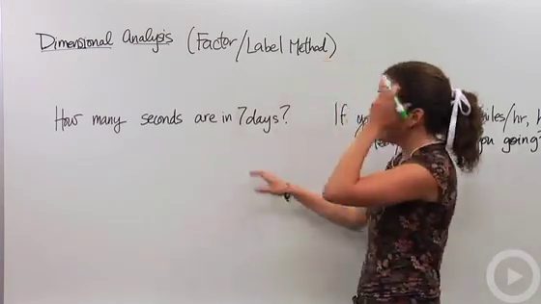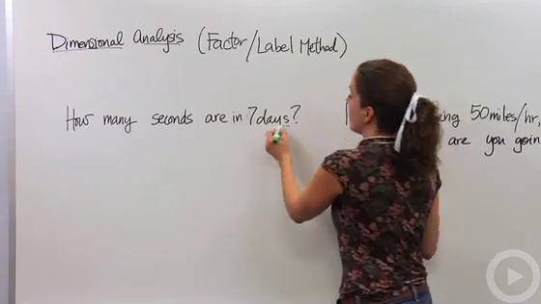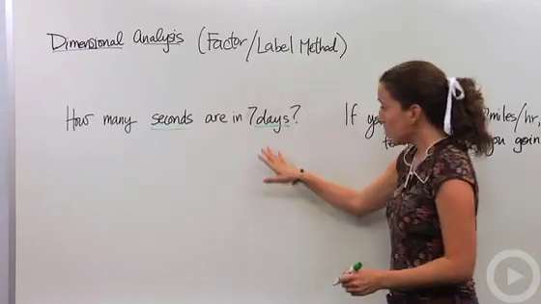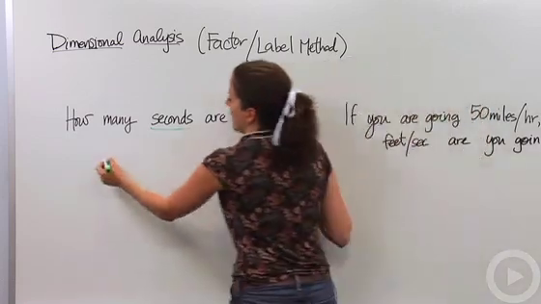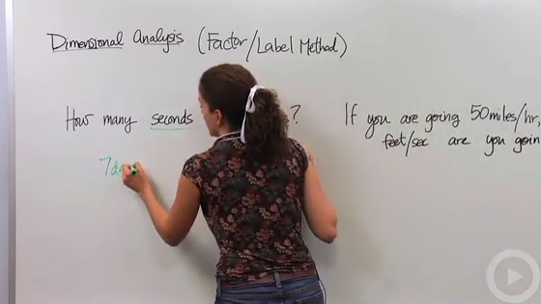All right, so the first thing you're going to do when you're converting from one unit to another, in this case 7 days to seconds, we are going to start off with our given. And our given in this case, we're given 7 days. Okay, so we're going to write that down, 7 days.